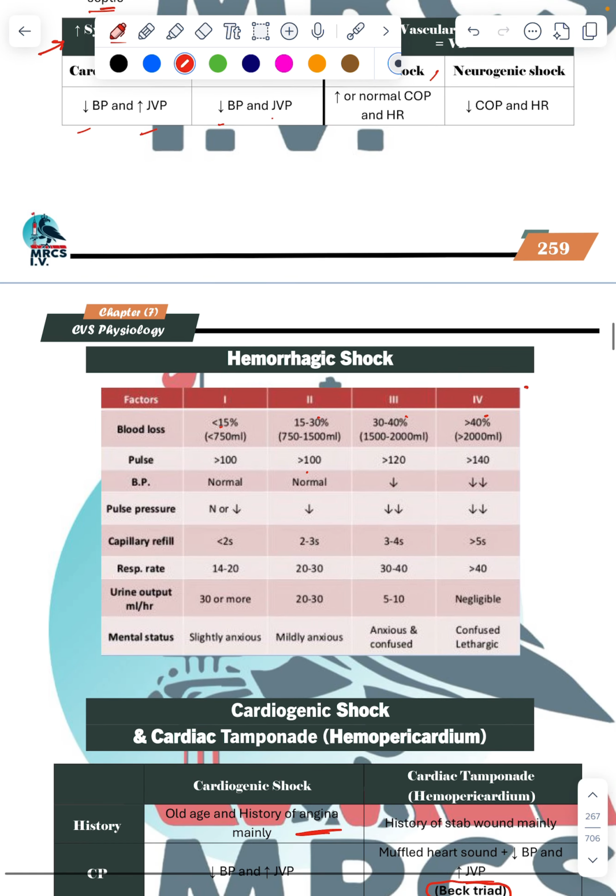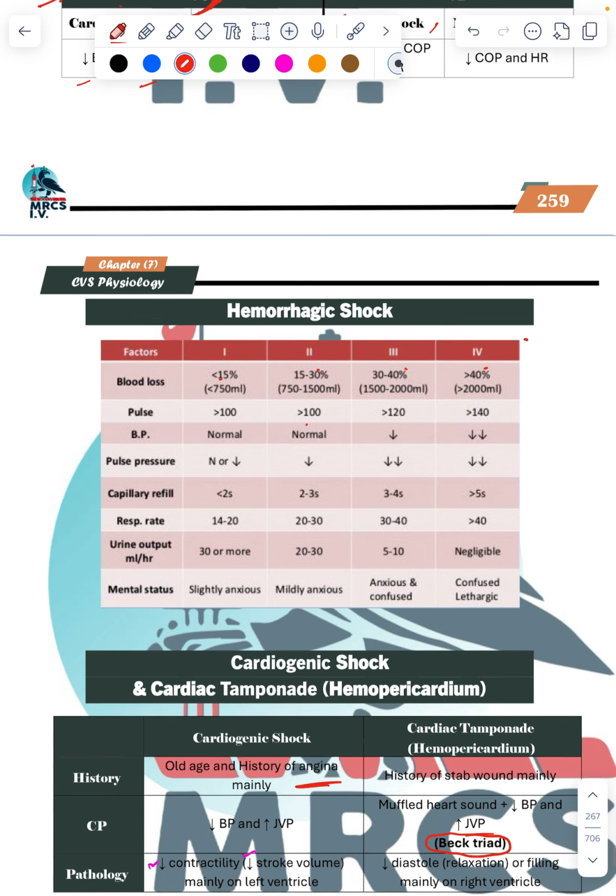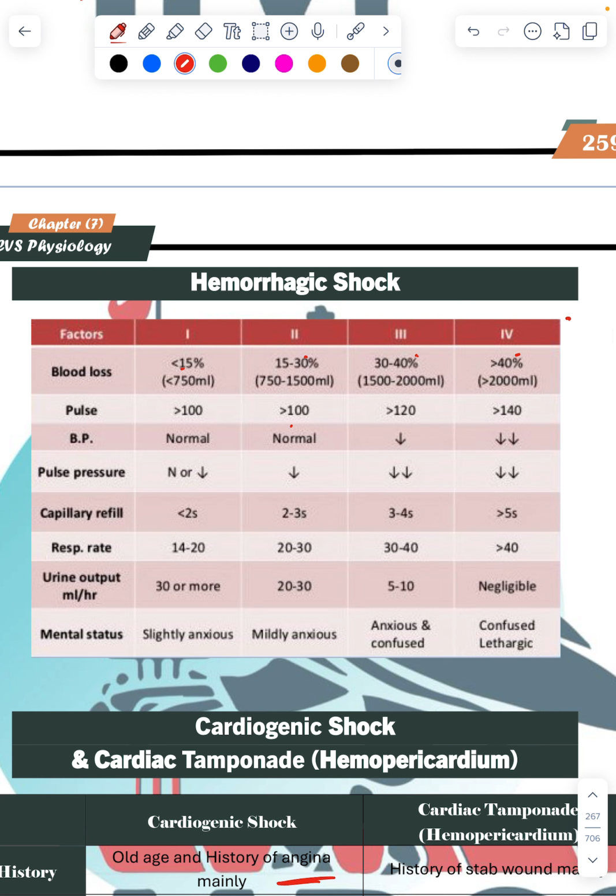So let's come to hemorrhagic shock. It depends upon how much blood is lost. If less than 750 ml, up to 1500 ml, there is no change in blood pressure. The heart rate may be above 100. Pulse pressure is normal or going down. Capillary filling is less than 2 seconds. Respiratory rate is 14 to 20 in the first class. Class 1 is the mildest, class 4 the worst.